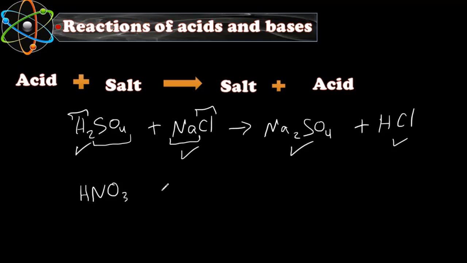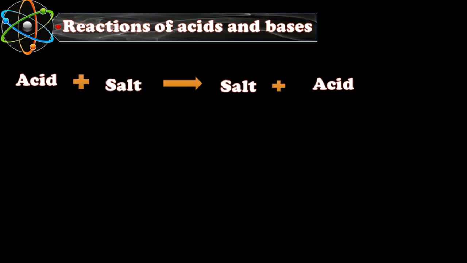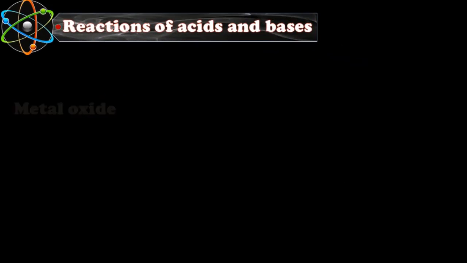If we have HNO3 plus a salt, let's say potassium chloride. This will give us a salt, potassium nitrate, plus the acid, which is going to be HCl. And that is it about reactions of acid and salt.